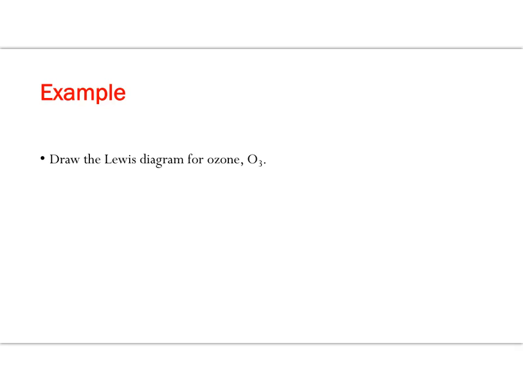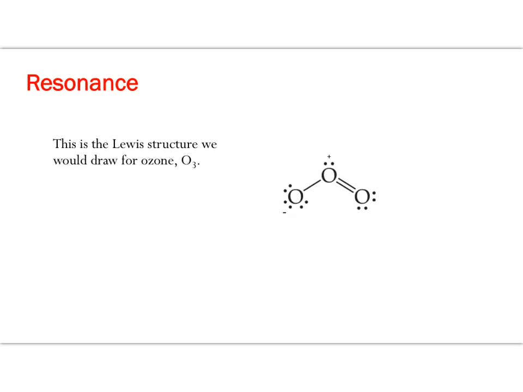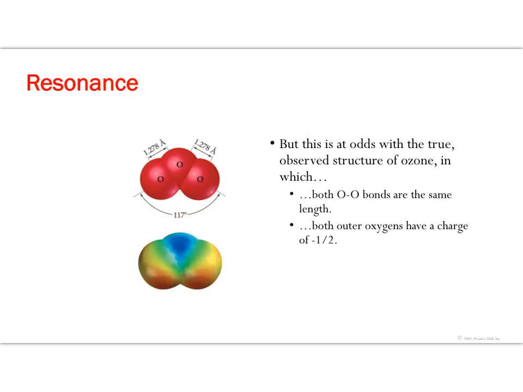The next example I'm going to show you is for ozone. If you go through ozone, you need to show 18 valence electrons in total. So when you put it together, you find, all right, well, I can do that by bonding a double on one side and a single on the other side. I can't divide it up any other way.